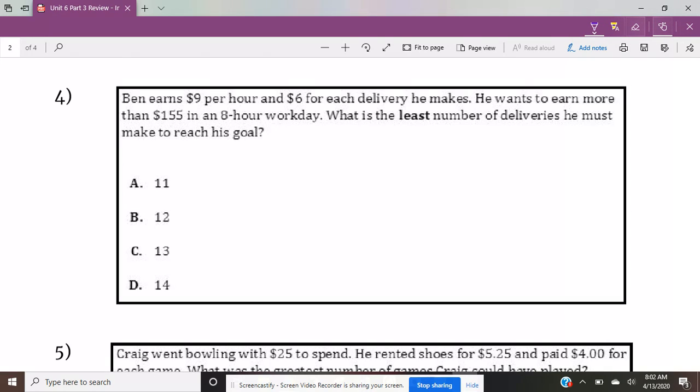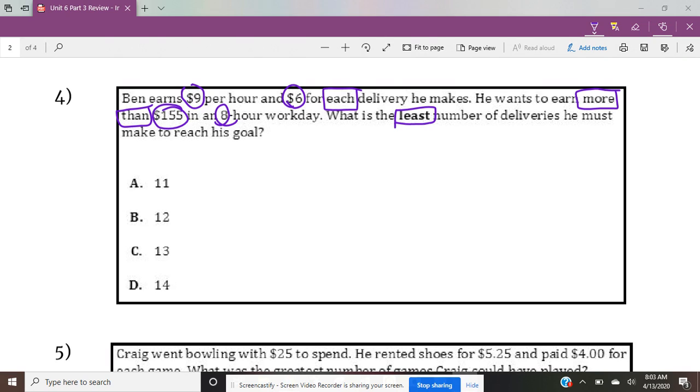Okay, Ben earns $9 per hour. We're going to leave that alone for a second. And $6 for each delivery he makes. He wants to earn more than $155 in an 8-hour week. This is a lot of numbers, so I'm not sure that we're going to need all of these. We want to know what is the least number of deliveries he must make.